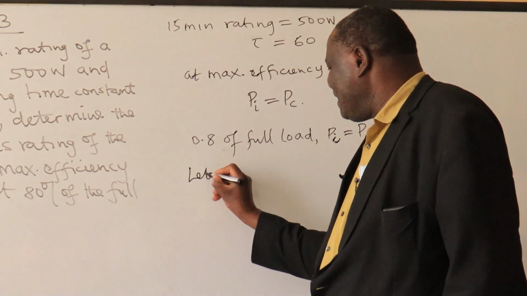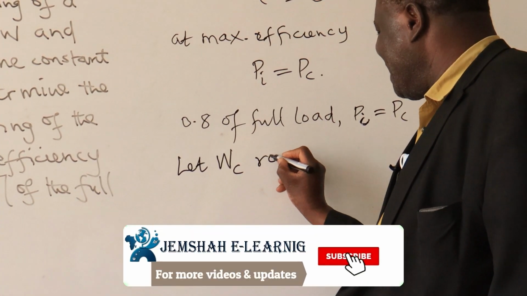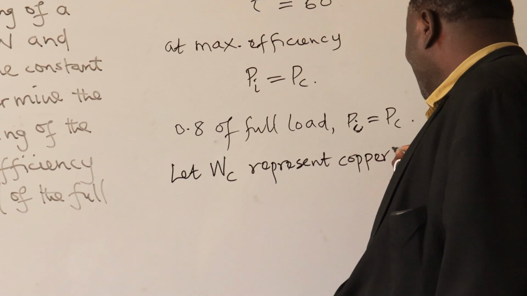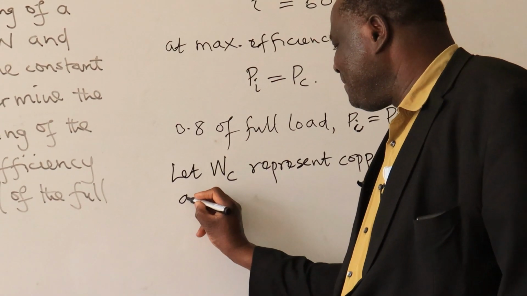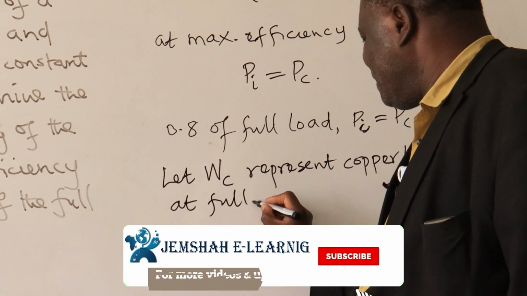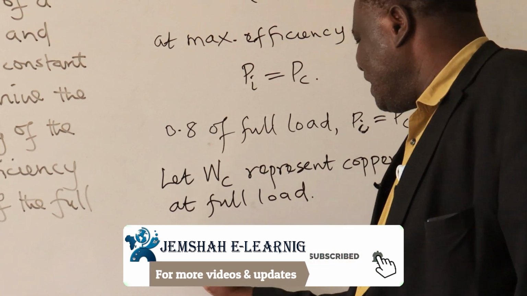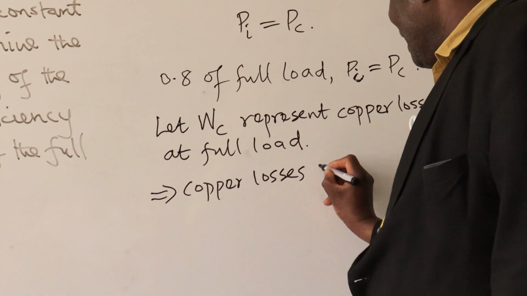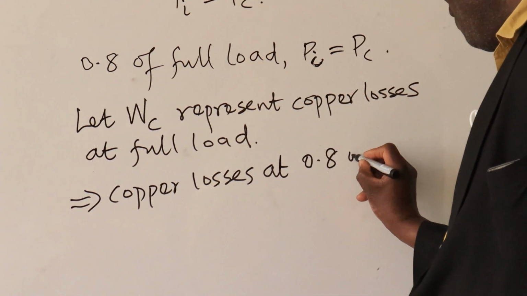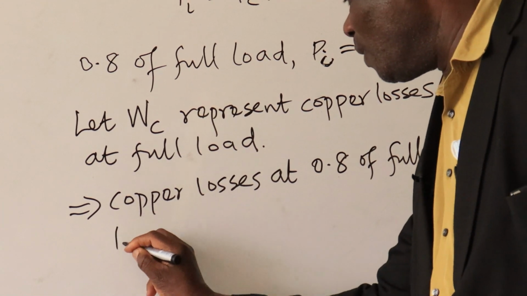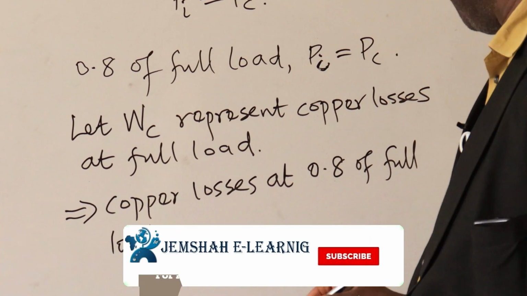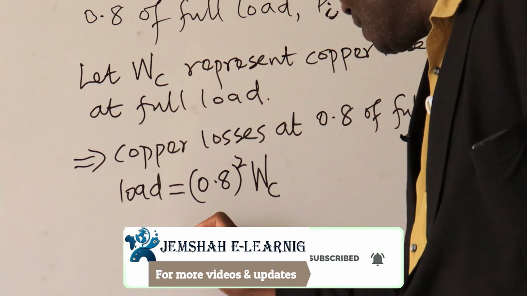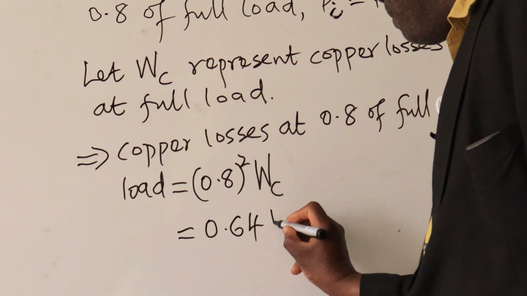Let WC represent copper losses at full load. This implies copper losses at 0.8 of full load will be equal to 0.8 squared multiplying WC, which is equal to 0.64 WC.